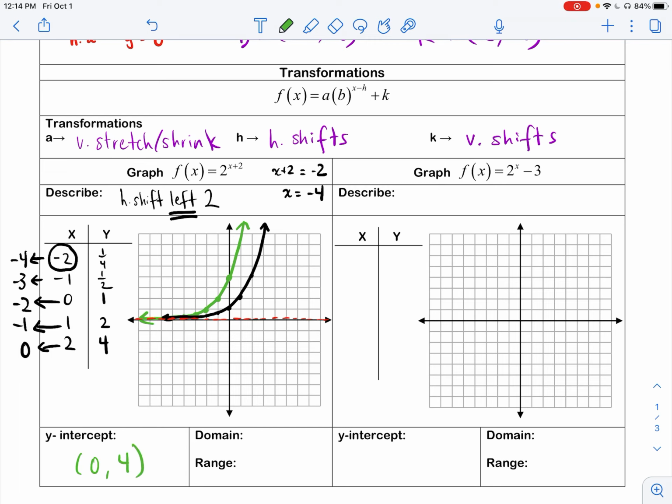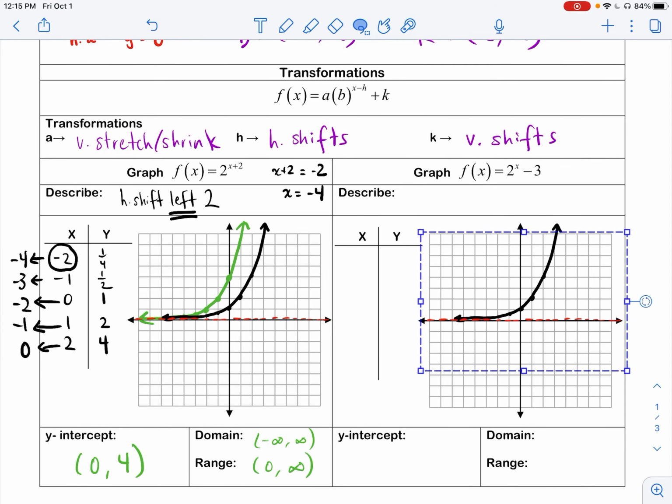What do we notice about the y-intercept now? The y-intercept has shifted to (0, 4), because of the horizontal shift to the left. Our domain is still going to be all real numbers, and our range is still going to be values from 0 to infinity. Go ahead and pause the video right now and try to do this next problem here: 2 to the x minus 3.